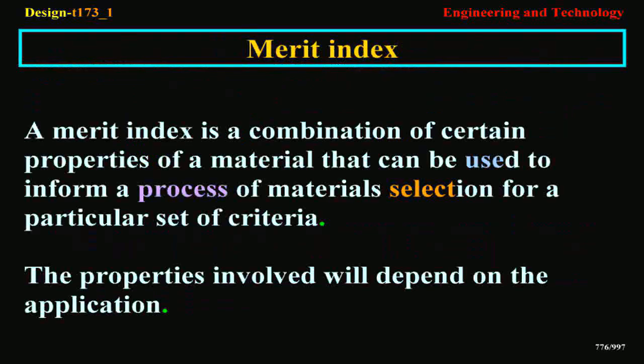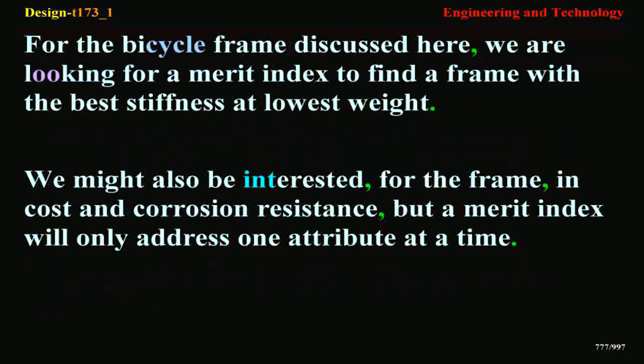Merit index. A merit index is a combination of certain properties of a material that can be used to inform a process of material selection for a particular set of criteria. The properties involved will depend on the application. For the bicycle frame discussed here, we are looking for a merit index to find a frame with the best stiffness at lowest weight. We might also be interested, for the frame, in cost and corrosion resistance, but a merit index will only address one attribute at a time.